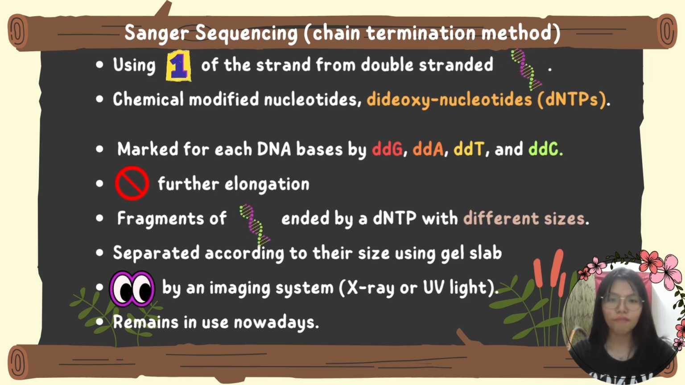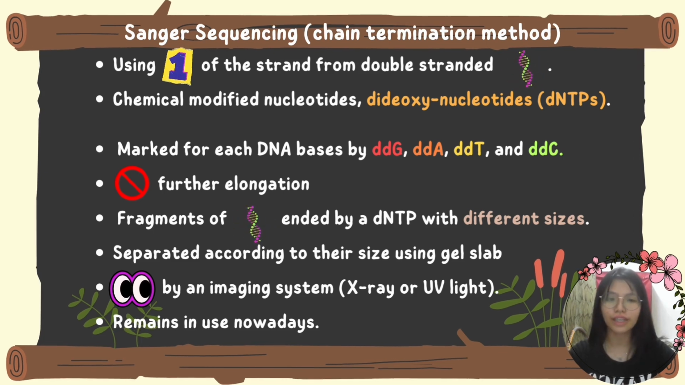Then, we obtain DNA fragments ended by a ddNTP with different sizes. The fragments are separated according to their size using gel, where the resultant bands corresponding to DNA fragments can be visualized by an imaging system such as X-ray and UV light. For single and low throughput DNA sequencing, Sanger sequencing has been widely utilized for 3 decades and remains used nowadays.